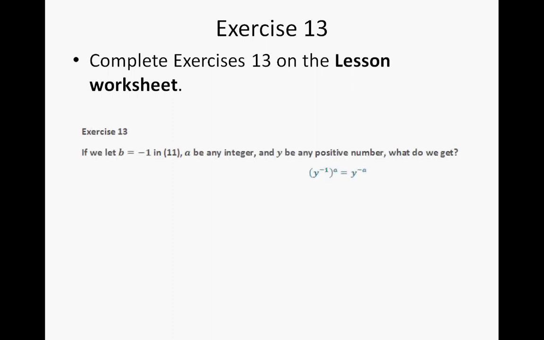All right, so the answer for exercise 13 is that y raised to the negative first power times any number a is the same as multiplying negative 1 times a, which gives you a negative a.